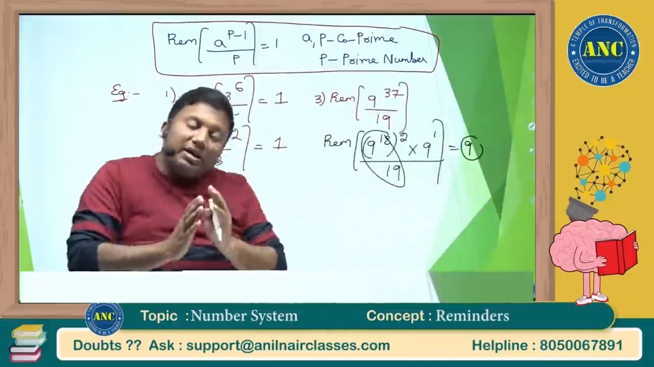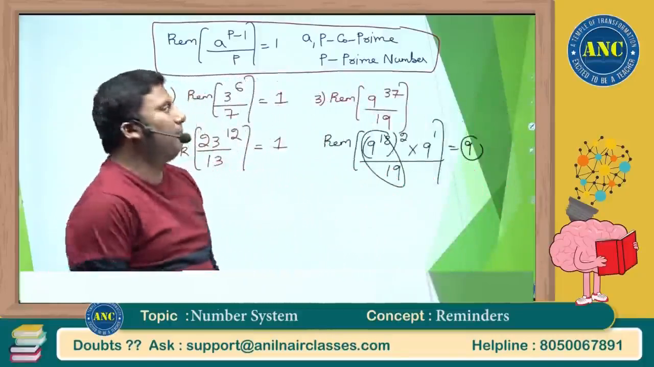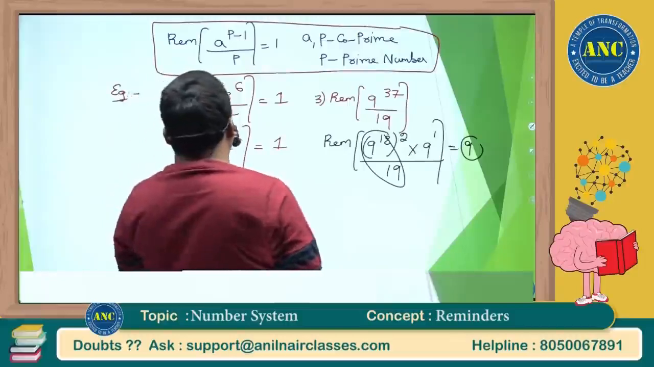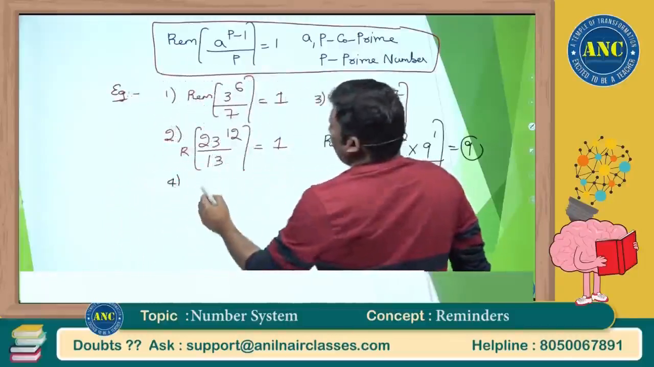If the denominator is p, the power of the numerator base will be p minus 1. Two more problems. Fourth question.